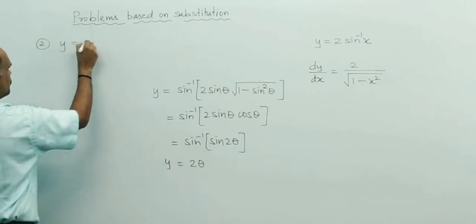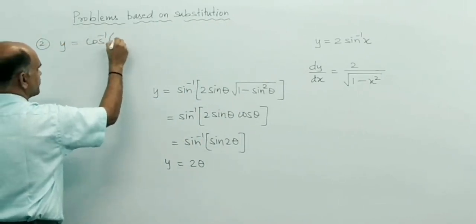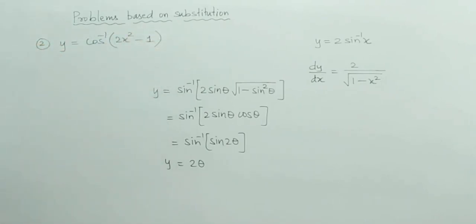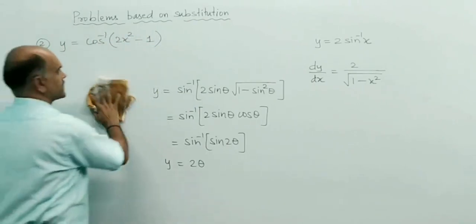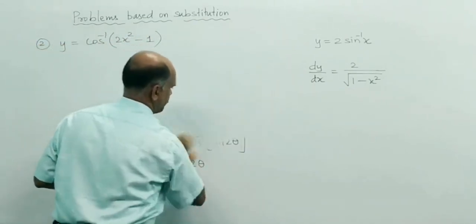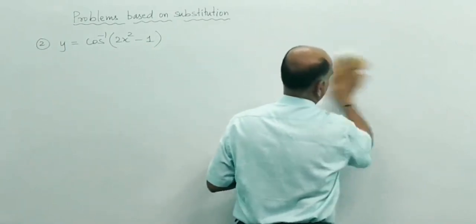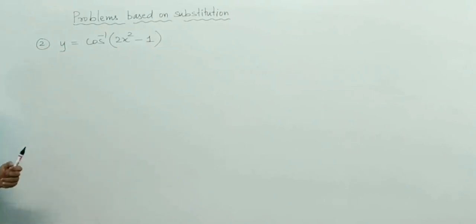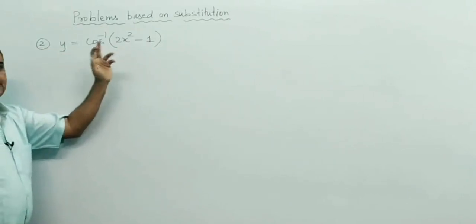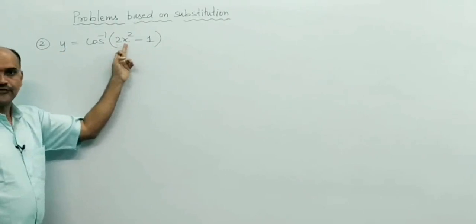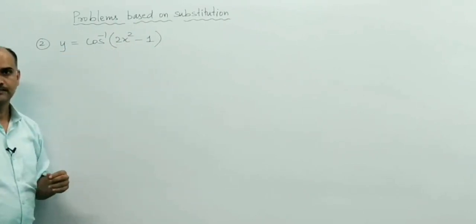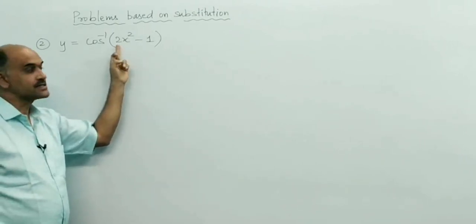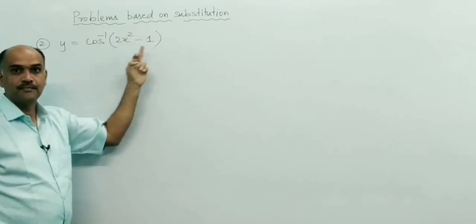y is equal to cos inverse of (2x square minus 1). Now, observe the bracket. In which formula type is it? Which formula will you get in the form of 2x square minus 1? Correct, cos 2 theta. Cos 2 theta can be written as 2 cos square theta minus 1.